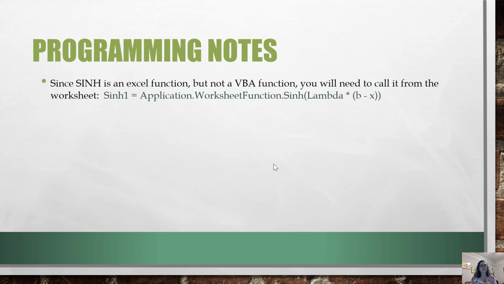Now first thing is that hyperbolic sine is an Excel function, but it isn't a Visual Basic function. And so you need to call it from the worksheet. The way I do that is using Application.WorksheetFunction dot, in this case, Sinh of whatever, okay? But you also can actually go directly to the worksheet and have it read from there. So people do it different ways. But this is a nice way of doing this because I can do Application.WorksheetFunction dot any of the Excel functions and use that in VBA.